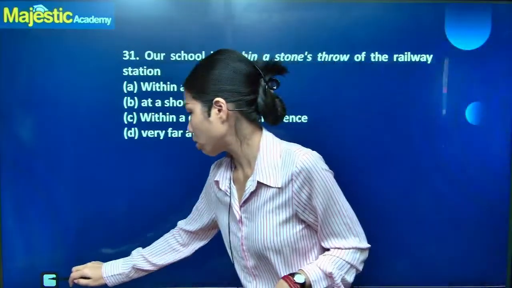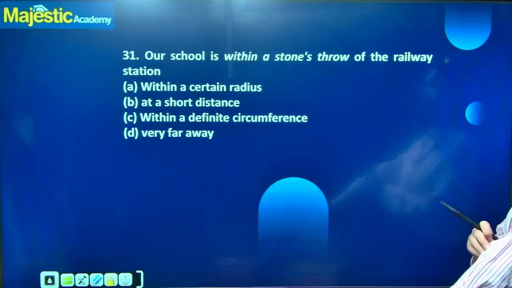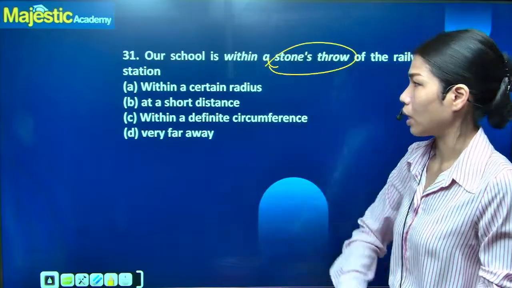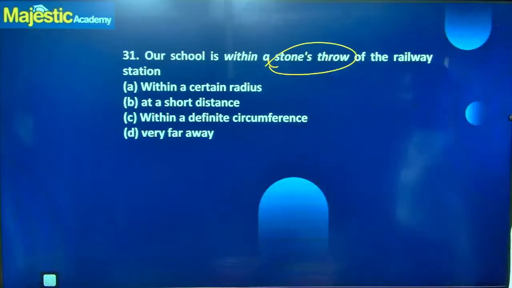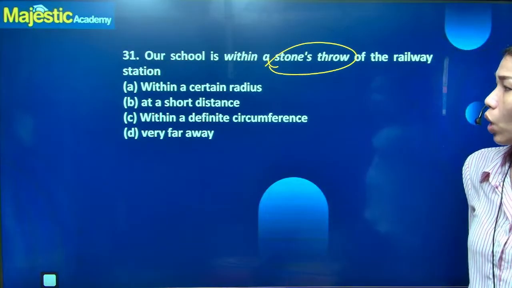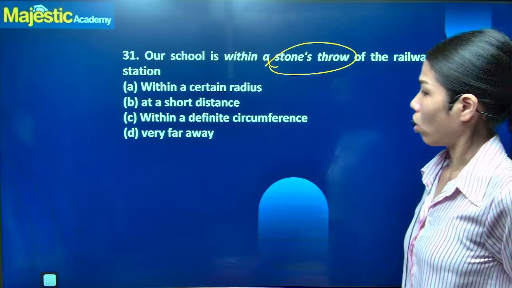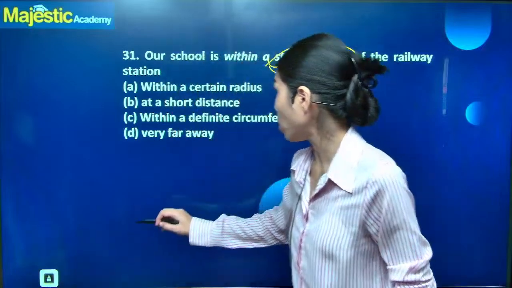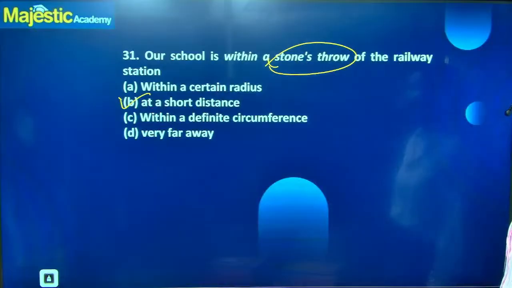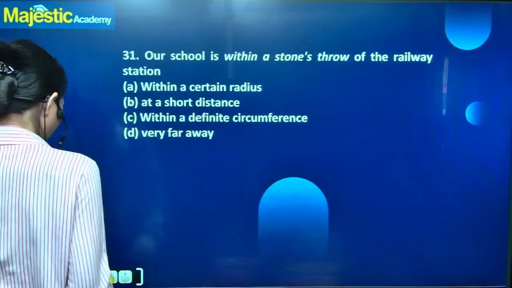Okay, question number 31, and it says our school is within a stone's throw of the railway station. That means stone's throw का आपको meaning यहाँ पे देखना है. ठीक है? So we can see option number A says within a certain radius, option number B at a short distance, option C within a definite circumference, and option number D very far away. So for question number 31, your option has to be option number B, at a short distance. Our school is within a short distance of the railway station. That means बगल में ही, उसी के बगल में. ठीक है?